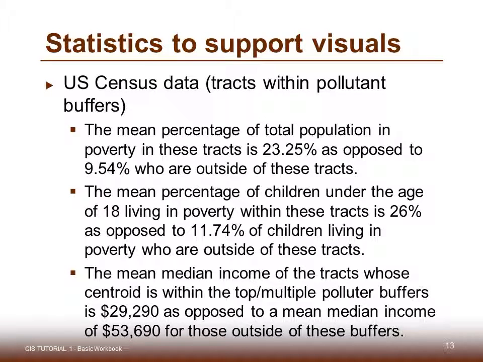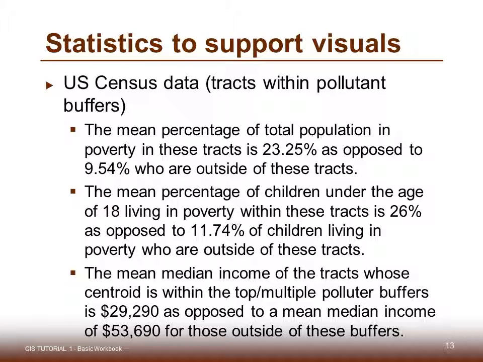Statistics that we use to support the mapping includes U.S. Census data with census tract boundaries that we could then look at within the pollution buffers. In other words, we could look at the overlay between particular census tracts, pollution sources within those buffer areas, and other factors. In this case, the mean percentage of the total population in poverty in these tracts was 23.25%, as opposed to 9.54% who were outside of these tracts.